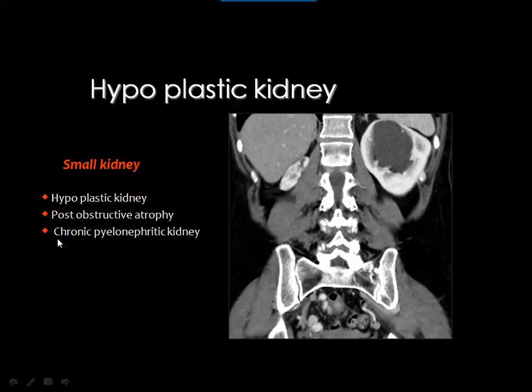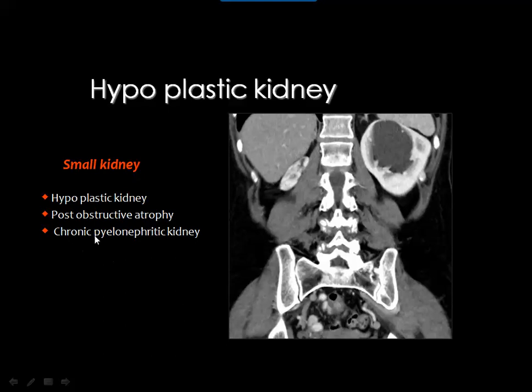Number three, a chronic pyelonephritic kidney. And in the congenital hypoplasia, this is just a very normal kidney, except that it is small in size. It has a cortex, it has a medulla, it has a pelvicalyceal system, and it excretes contrast media adequately, comparable to the opposite one, but it is small in size. Post-obstructive atrophy, and you see the cause of obstruction, and you see dilated pelvicalyceal system with atrophic renal parenchyma.